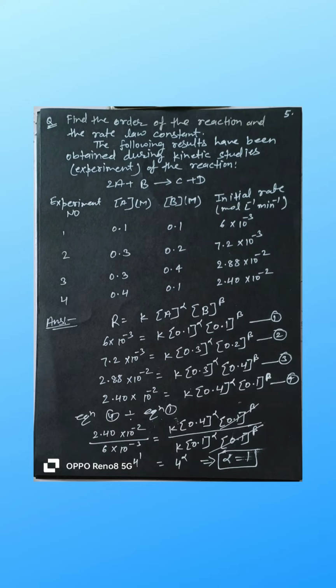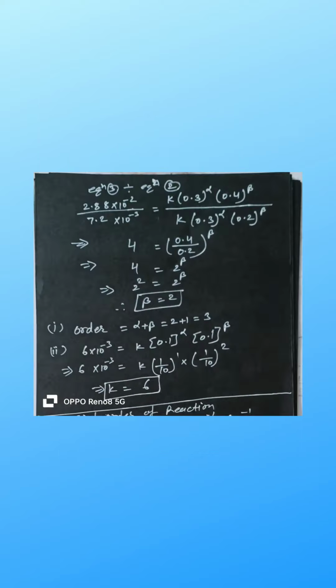Now observe the rate. The rate changes from 6 × 10^-3 to 2.40 × 10^-2. This is also 4 times increase. When concentration becomes 4 times and rate also becomes 4 times, it means rate is directly proportional to A, so alpha is equal to 1.